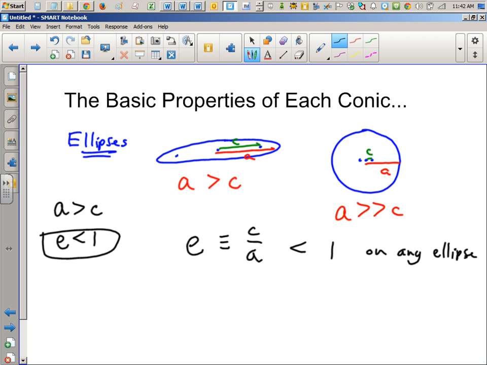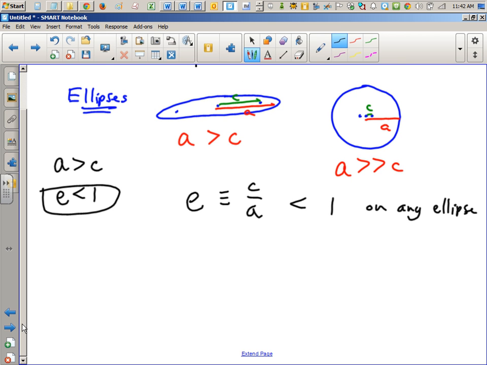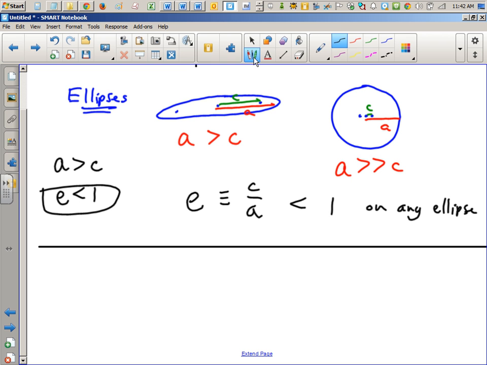Let's talk about the hyperbola. So in the hyperbola, the triple equal sign means defined as. E was defined as C over A. And it's actually not pronounced E, it's pronounced eccentricity. Not to be confused with 2.71. Okay, that's the E base on a log.